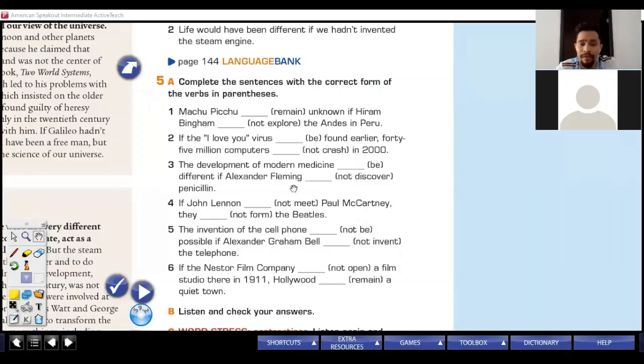Now, be careful here because we are going to remember that we can change the position between the if clause and the result clause, right? So here you're going to see that there are going to be some sentences that begin with the result clause and some other sentences that begin with the if clause. So let's begin with the first one. Who wants to answer number one?